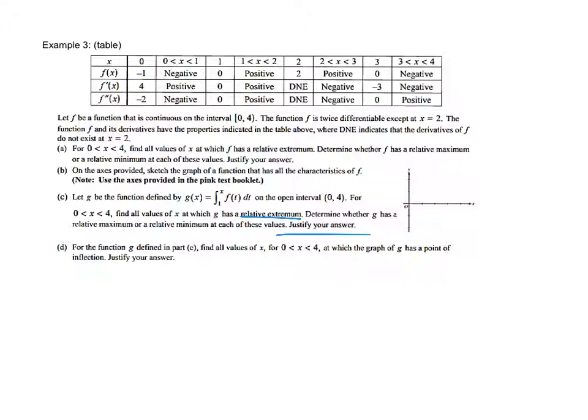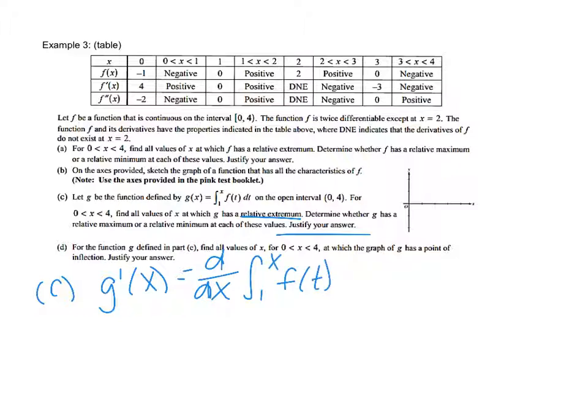Well, when I see the words relative extremum, relative max, relative min, I should immediately be thinking about that first derivative. So I'm going to take the first derivative of g. When I take g prime of x, that means I'm taking the derivative with respect to x of the integral from 1 to x of f of t dt, and that should immediately pop in your head that, hey, that looks like the second fundamental theorem of calculus, and it is, where the derivative and the integral are going to kind of cancel each other out, and that x is going to be replaced inside of that t.